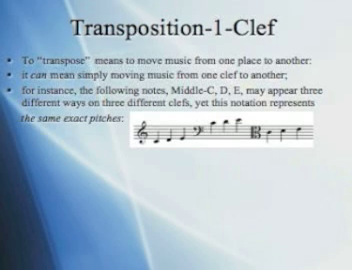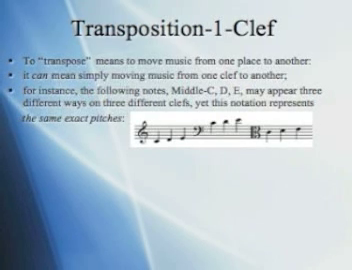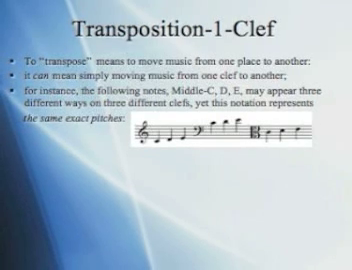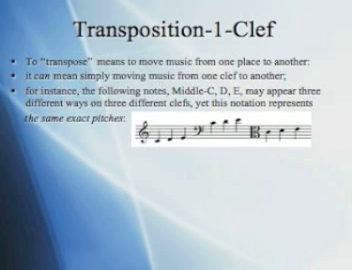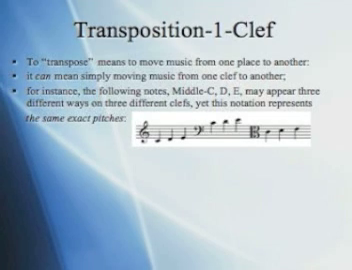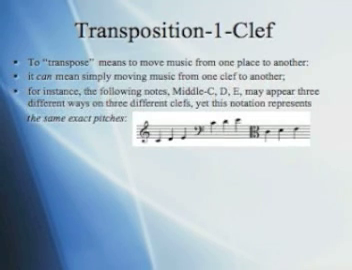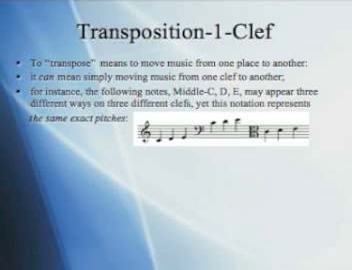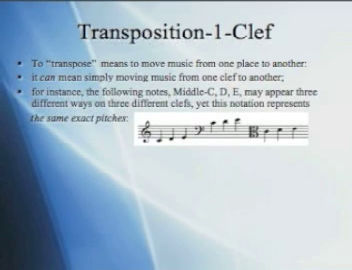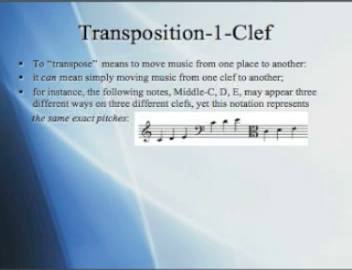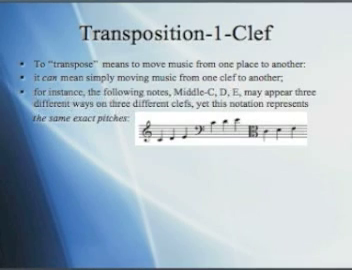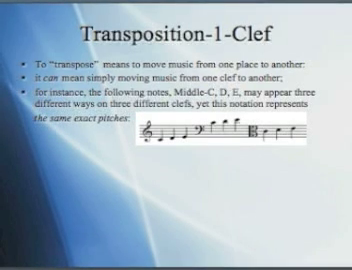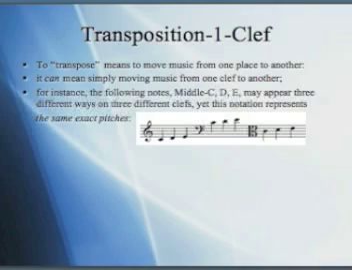To transpose means to move music from one place to another, tonally speaking. It can mean simply moving music from one clef to another. For instance, the following notes, middle C, D, E, may appear 3 different ways on 3 different clefs. Yet this notation represents the exact same pitches. Here it is in treble clef. Here it is in bass clef. Here it is in alto clef.